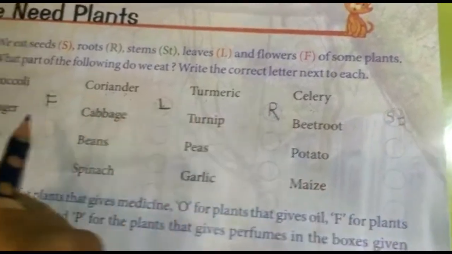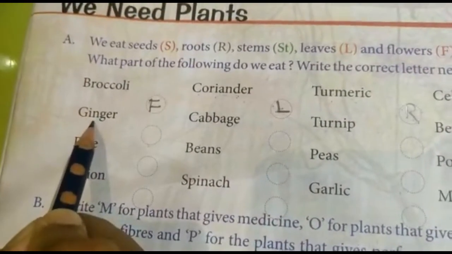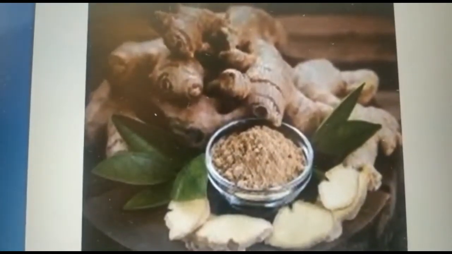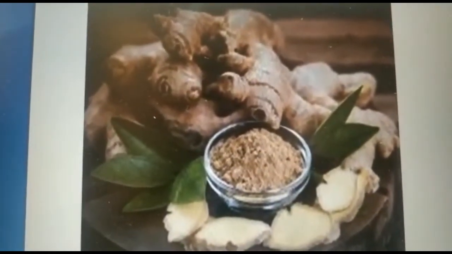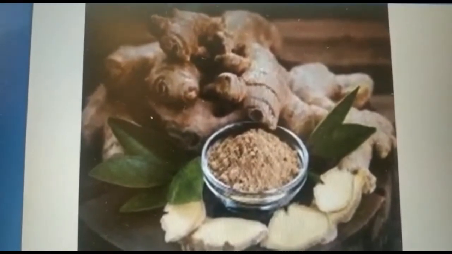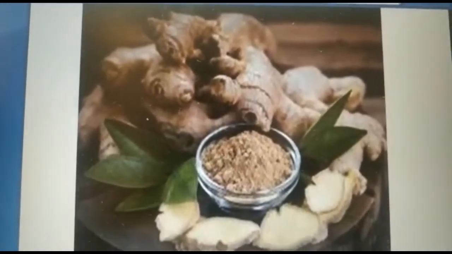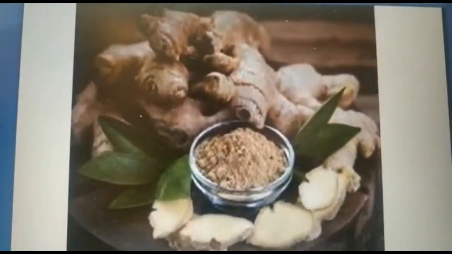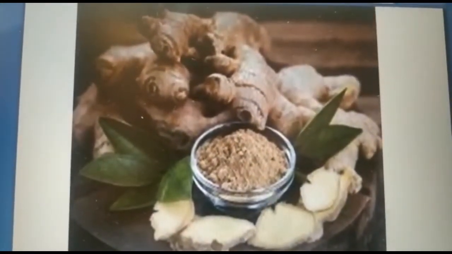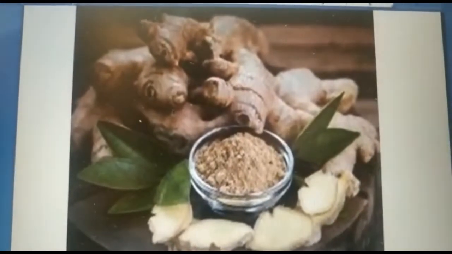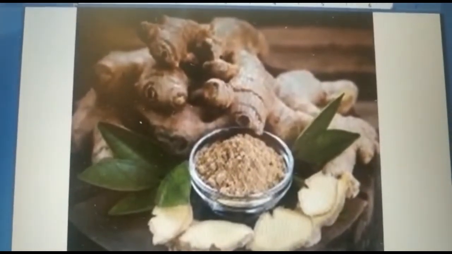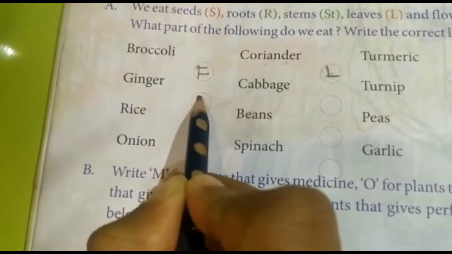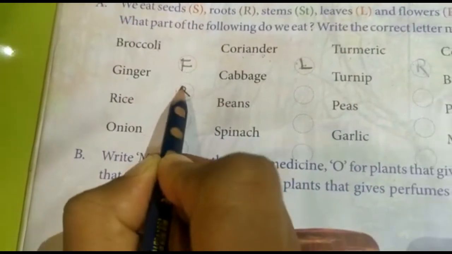Now move to ginger. Let's see the picture of ginger. So here is the picture of ginger, and it is commonly used in Indian kitchens. Sometimes we add this for flavoring in tea, and for curry it is used, and also when you get cold and cough, mummy gives this. Okay, so which part do you think? This is a root part that we eat. So we will write R. For ginger we write R, root part.